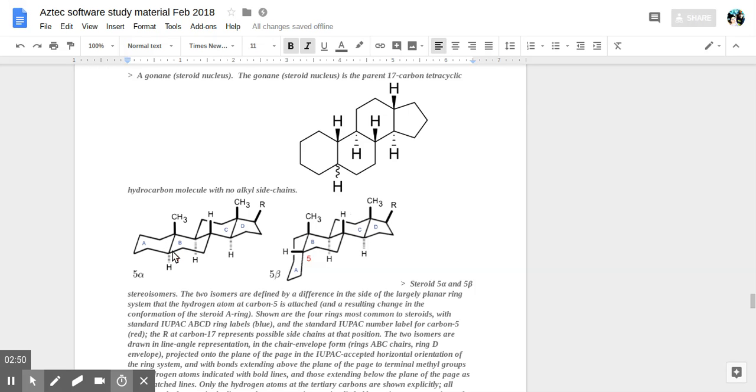Shown are the four rings most common to steroids with standard ring labels. So A, B, C, and D for the four rings. And the R at carbon 17 represents possible side chains at that position, which can be a variation. The two isomers are drawn in line angle representation, like from the side view, in the chair envelope form. Rings A, B, C, and then ring D.